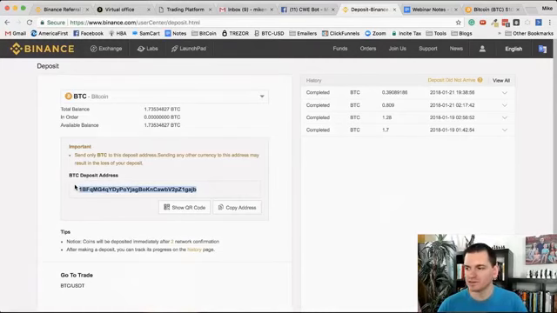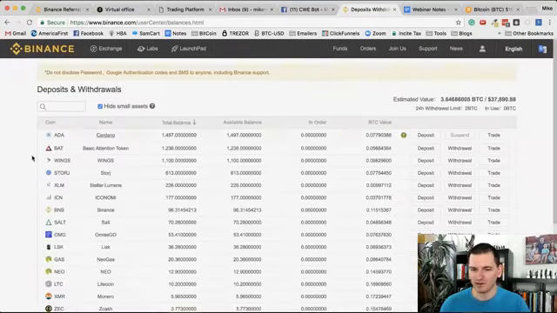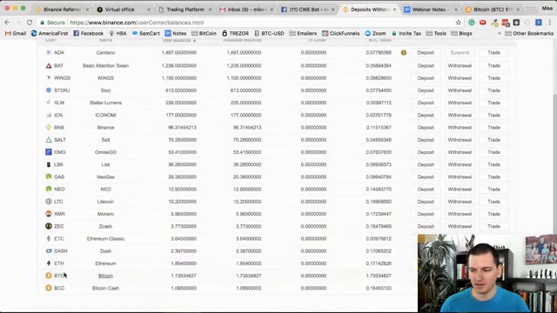And then as soon as the Bitcoin arrives in your account, you'll come up here to balances, so funds, balances. You will see the Bitcoin balance in here that you have. Okay, right there. That's the balance you will see in your Binance account. Everybody 100% clear here? So you go buy Bitcoin somewhere and you send it to your deposit area.